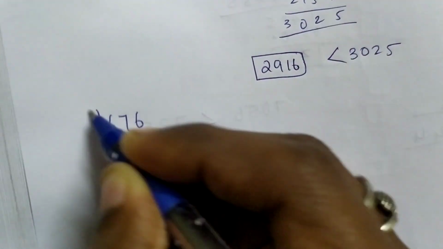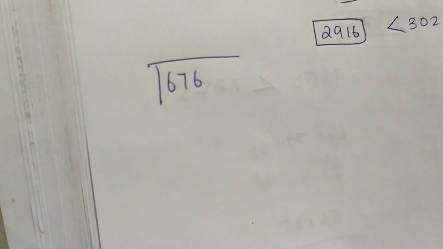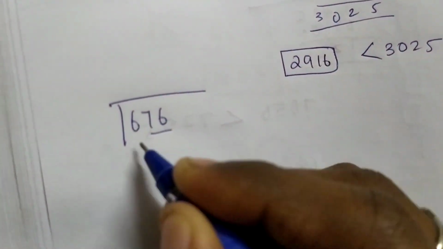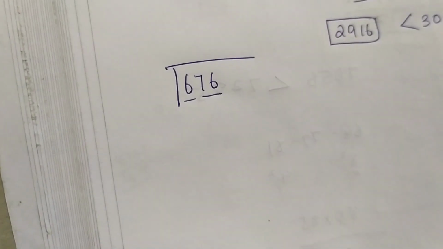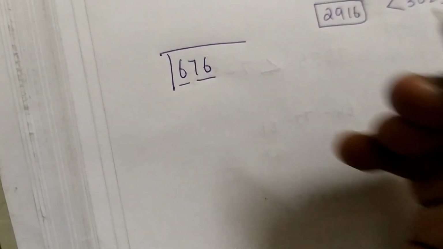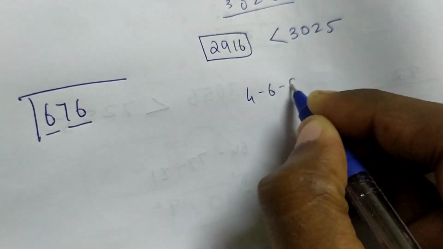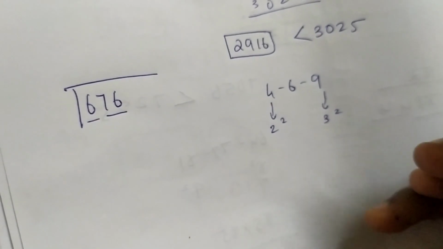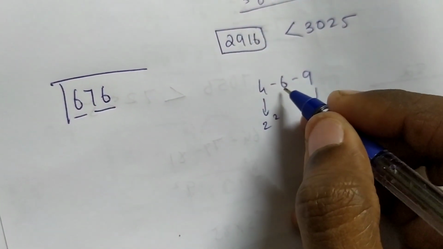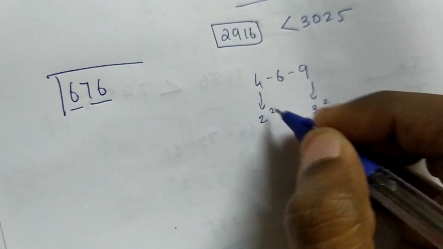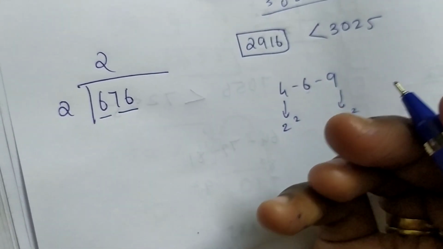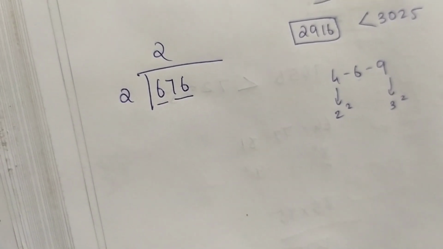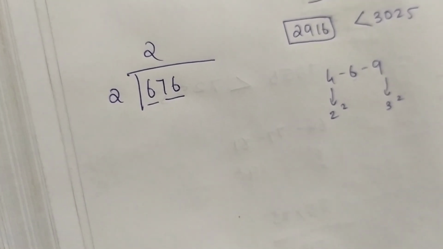Then the next thing I am going to do is the square root of 676. The same thing you have to do. Just consider the two digits. 676, first thing is 6. 6 lies between 4 and 9. This is the square of 2 and this is the square of 3. So take the smaller number. Here 2 will come. You have an idea that the square root of 676 lies between 21 and 29.